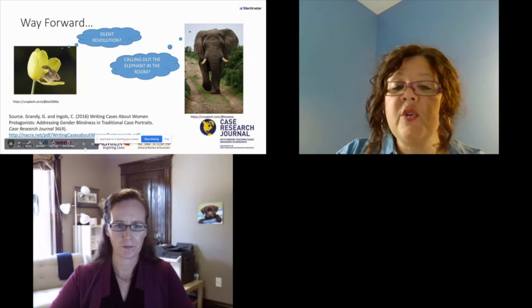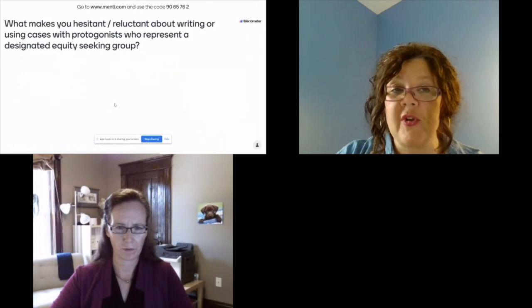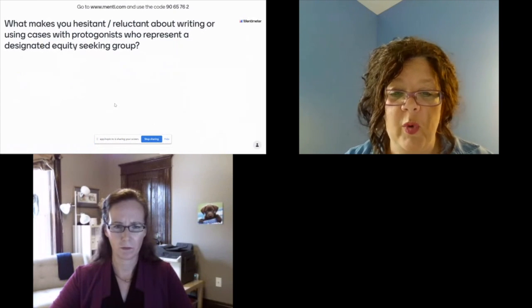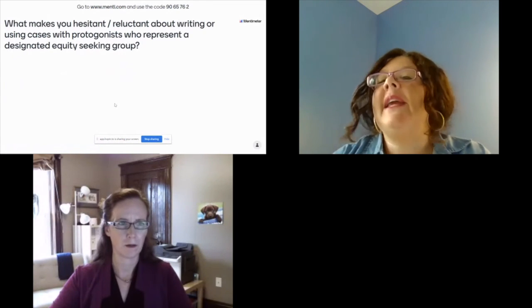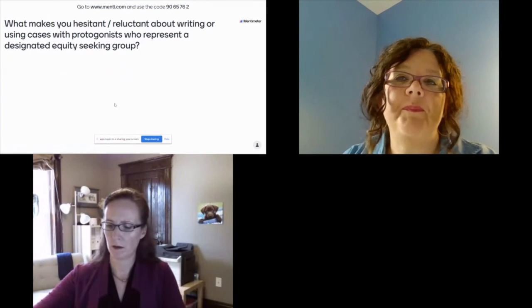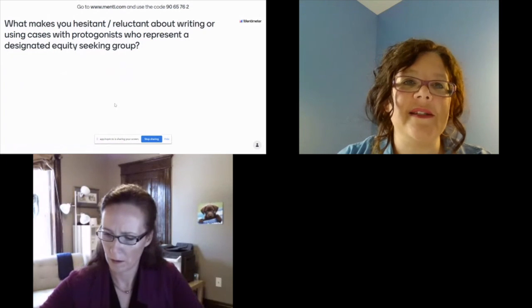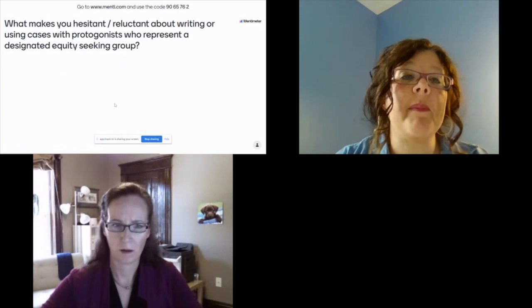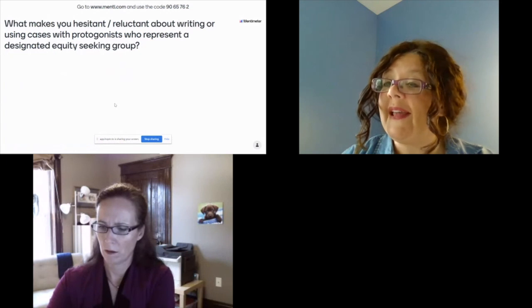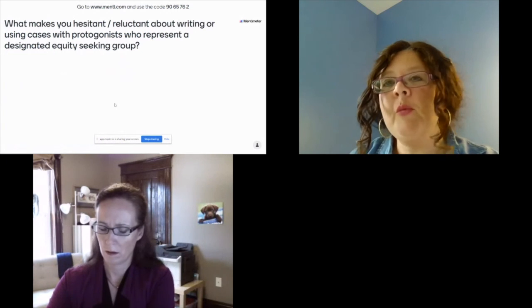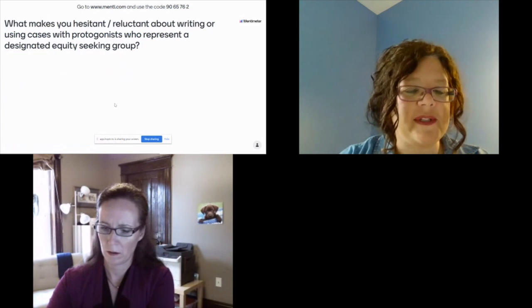And as we move to working towards some of those strategies, one of the questions that we want you to think about is, do you have any hesitancy or reluctance in writing or using cases with protagonists who represent a designated equity-seeking group? And what might they be? And this will help us then move into more of the workshop discussion.